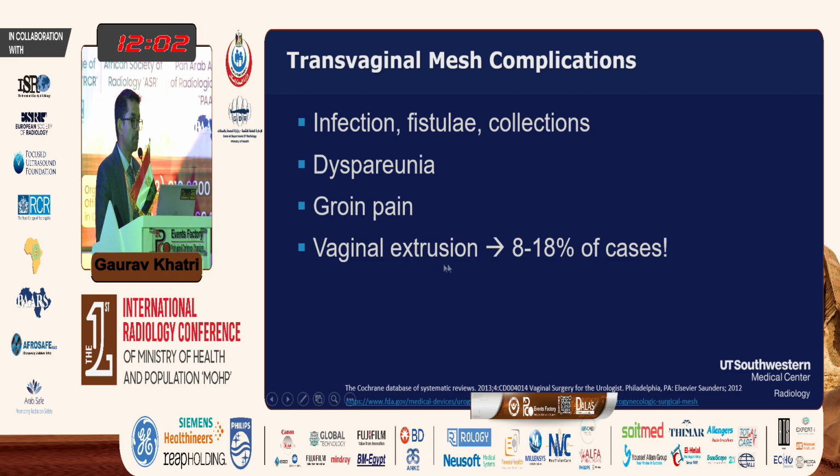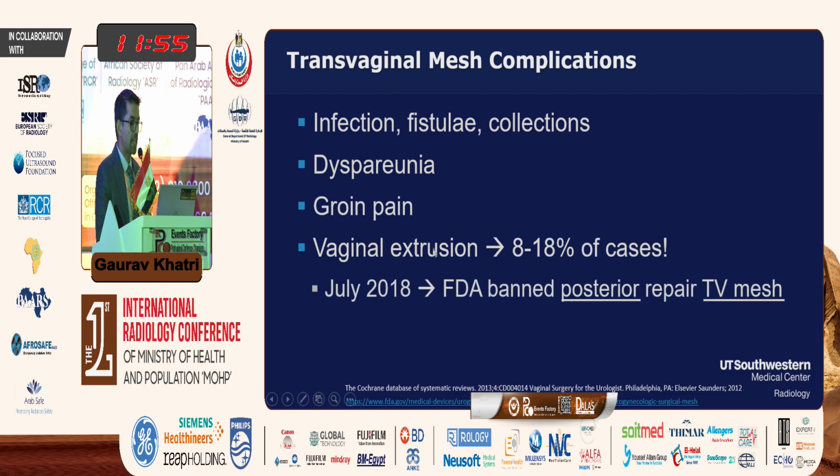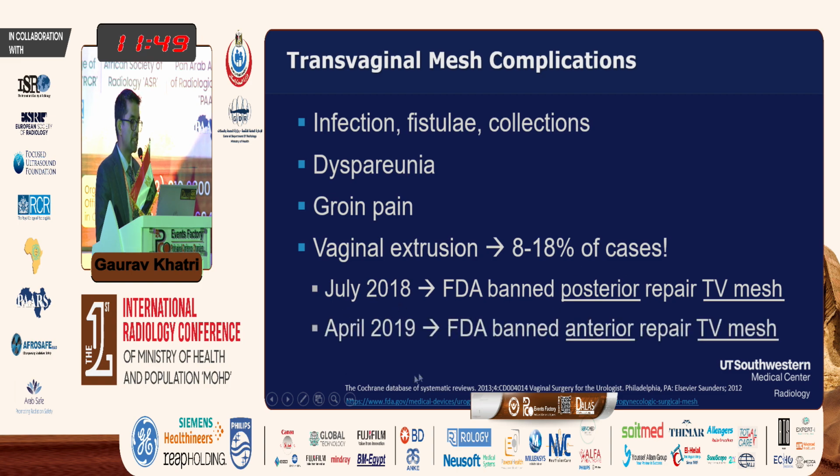This complication is this high specifically in transvaginal mesh because these are placed transvaginally, as I mentioned. Because of that, the FDA in the United States banned all posterior mesh in July 2018, and in April 2019 they banned all the anterior mesh. So in the United States, anterior and posterior vaginal mesh are no longer sold on the market. However, these patients may still be around because they had these procedures done before 2018 and 2019. So it's important for us to know what they look like and recognize the complications.